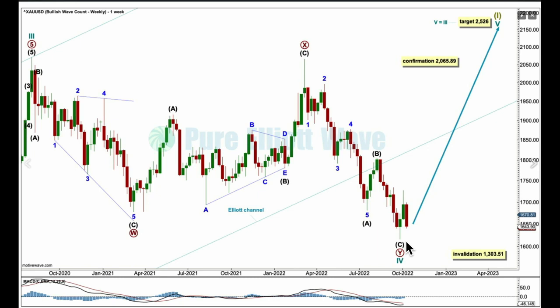If it's correct though, and if your own analysis for gold is bullish, you may choose to follow this as your pathway. The target is for cycle 5 to reach equality in length with cycle 3 at 2526. Cycle 1 was brief and short. This target expects both cycle 3 and 5 to be long extensions.